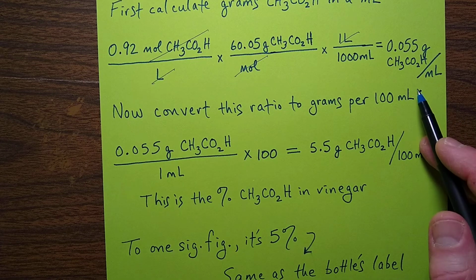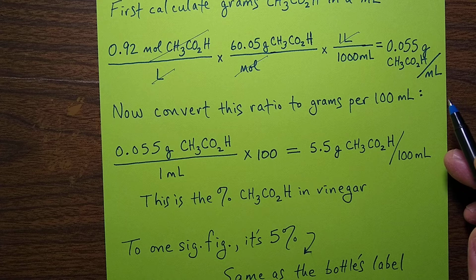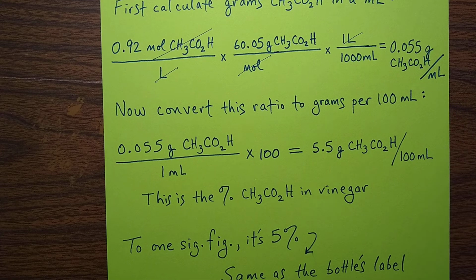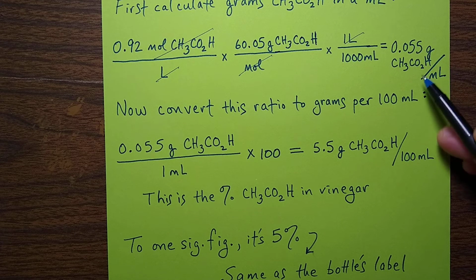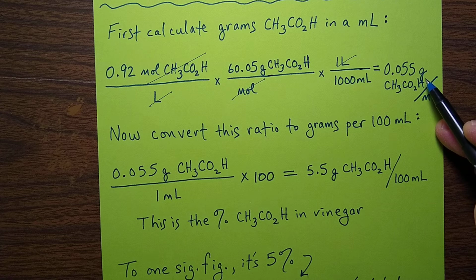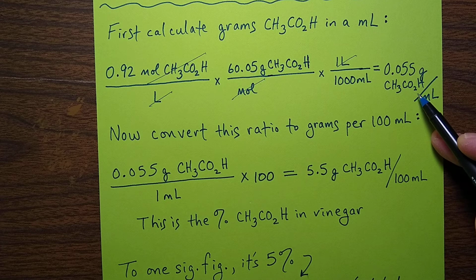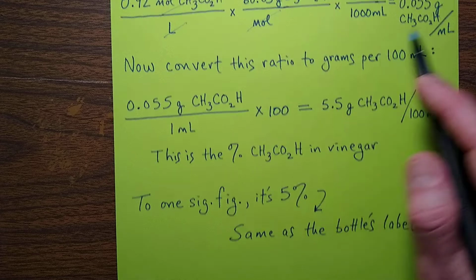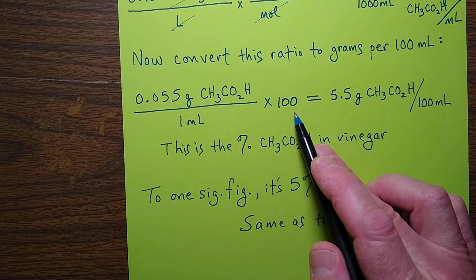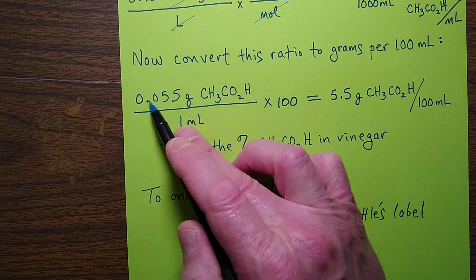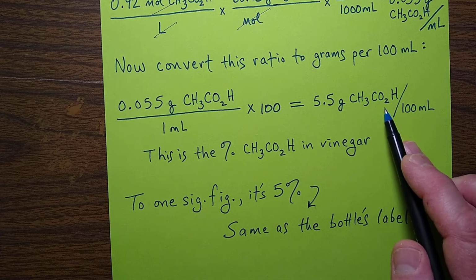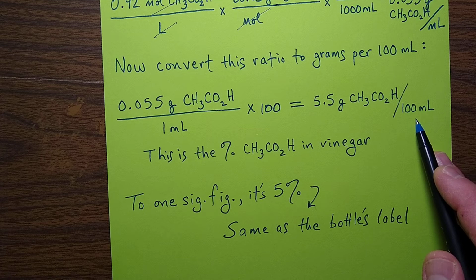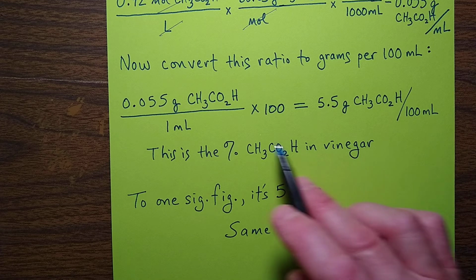Now I need to convert that to grams in 100 milliliters. Why am I doing that again? Or why are you doing that again? Because the bottle is expressed as a percent acidity. That's out of 100. So instead, we got to know how much acetic acid there is in 100 milliliters. So all you got to do is take that number and multiply it by 100. Show me this. And you're just moving the decimal 2 to the right. So you actually get 5.5 grams of acetic acid in 100 milliliters of solution in vinegar.